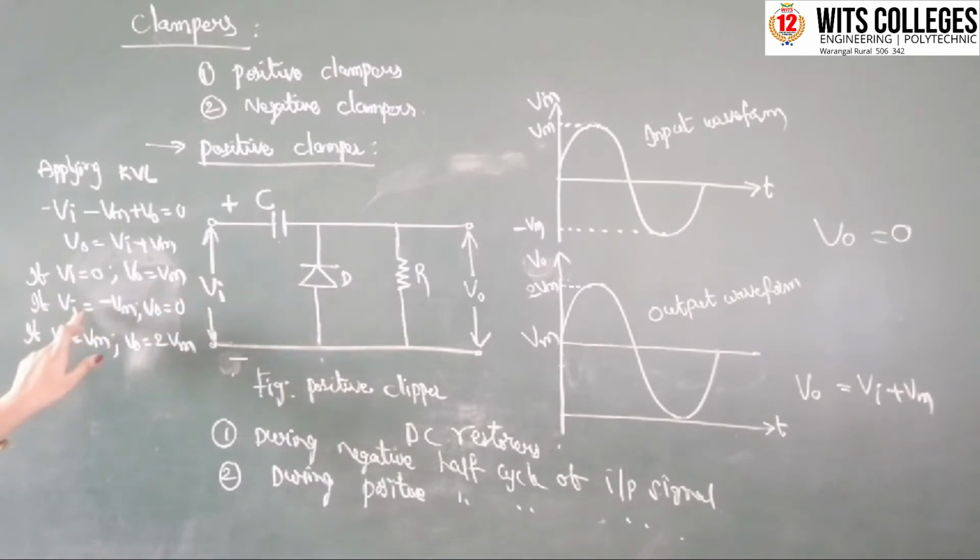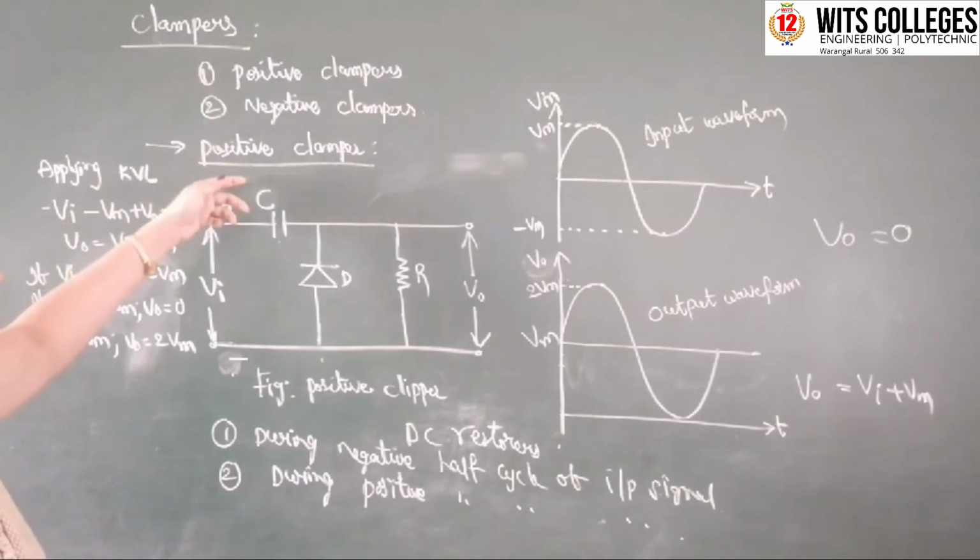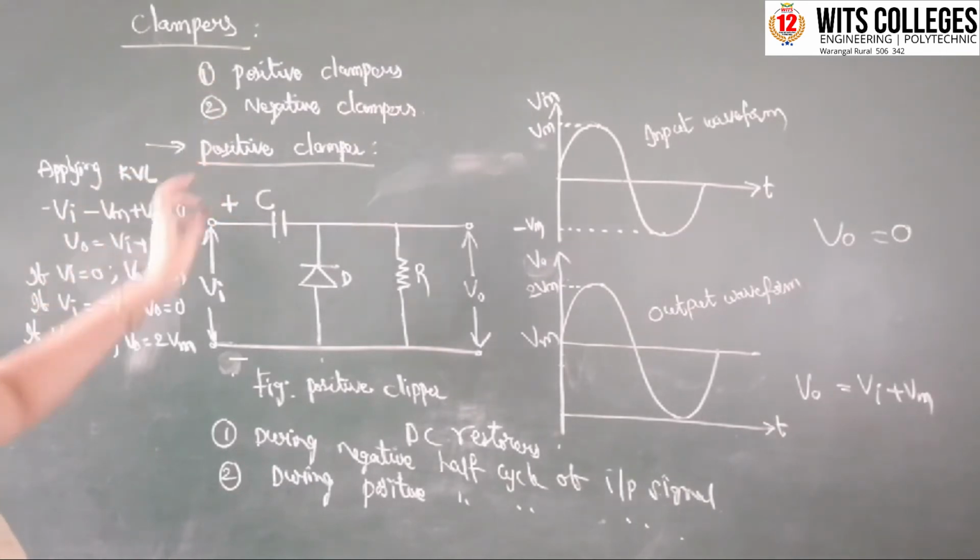If Vi equal to minus Vm, what? Vm gets cancelled, and you will get the output voltage as 0. So if the input voltage is equal to the maximum voltage, then the output voltage V0 equals 2 Vm. So this is the positive clamper.